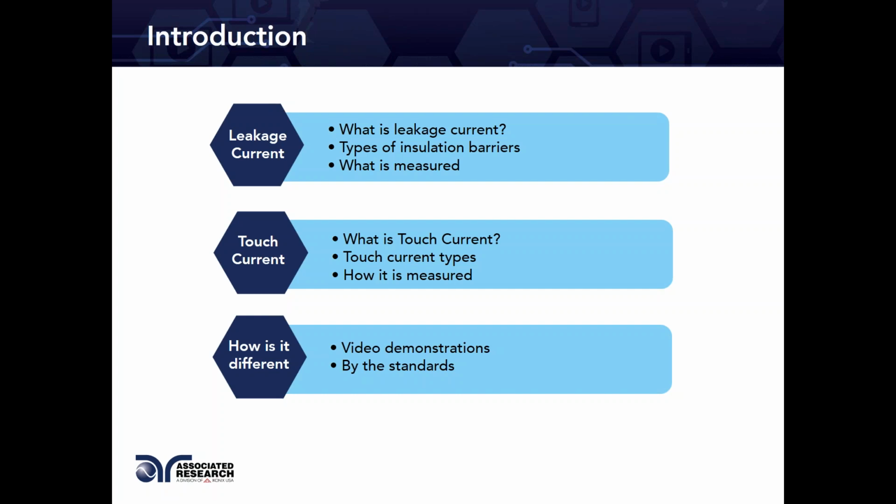We're going to look at two different types of leakage current today: earth leakage and touch current, or enclosure leakage as it was formerly known. And again, we're going to look at how it's being measured. I have a little video demonstration for you to go through some of the basic parameters when you're setting up a leakage current test, and some examples from the standards.